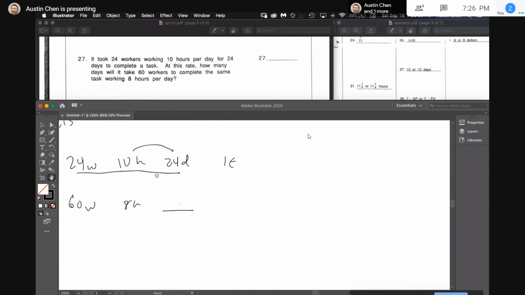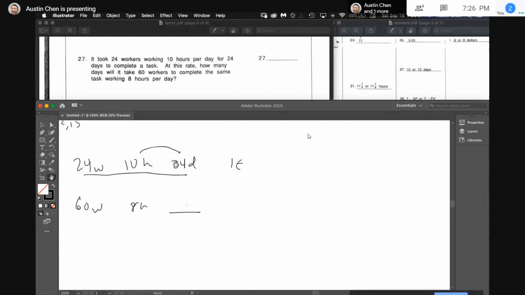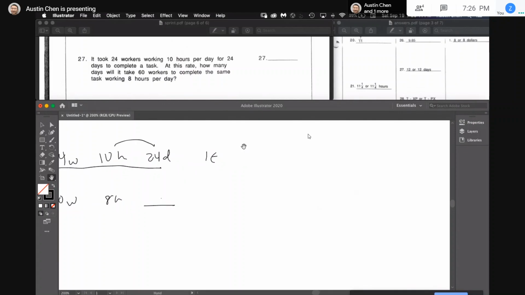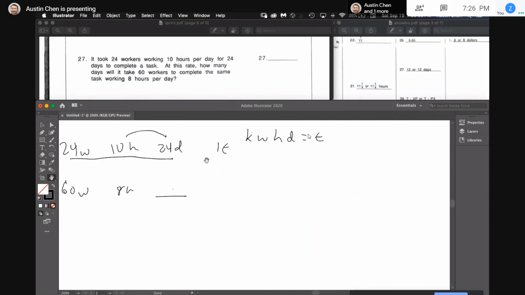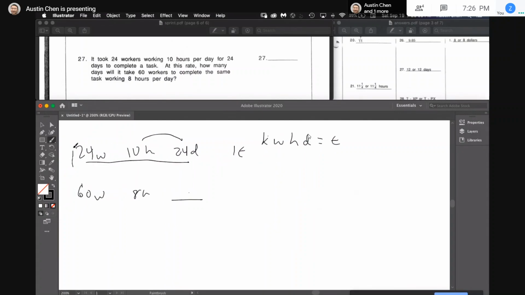Okay, so with knowing that all these are going to be directly proportional to the time, we can say that we have some workers times some hours times some days times some proportionality constant, let's call that K, and that's going to equal some amount of tasks. Now, we're given this first set of numbers here.